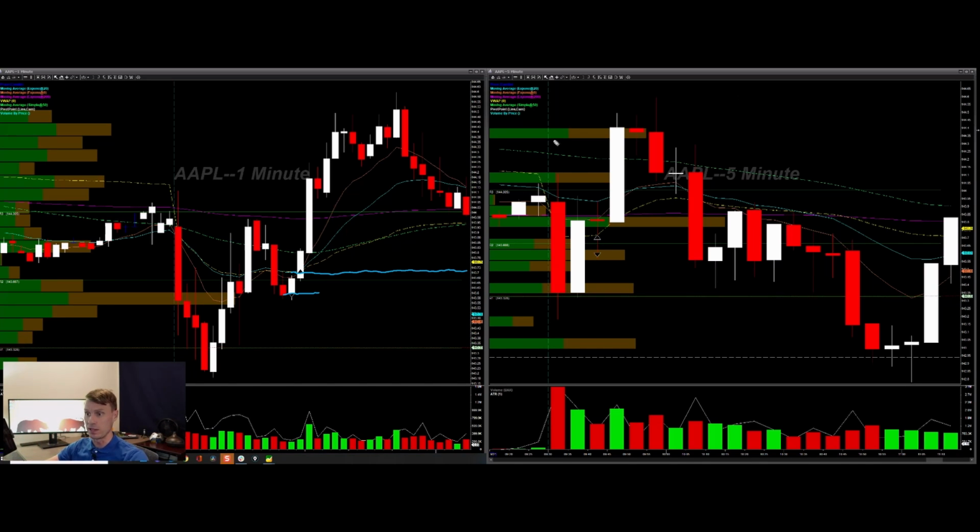Again, what I was really hoping for was continuation down here. I was sort of hoping it would go up, touch VWAP, and then continue back down, but unfortunately it did not. It wanted to continue through VWAP. So that was my first trade on Apple, but that was my second trade of the day. I'll go ahead and jump over to my third trade, and then we'll get back to my first trade.